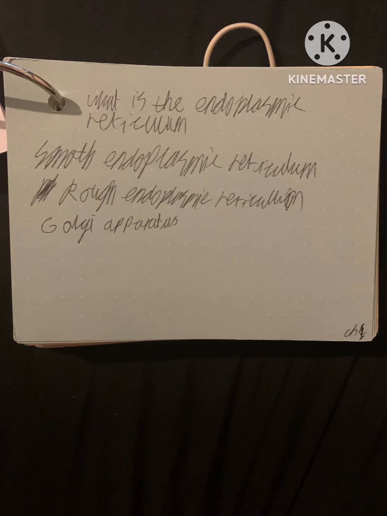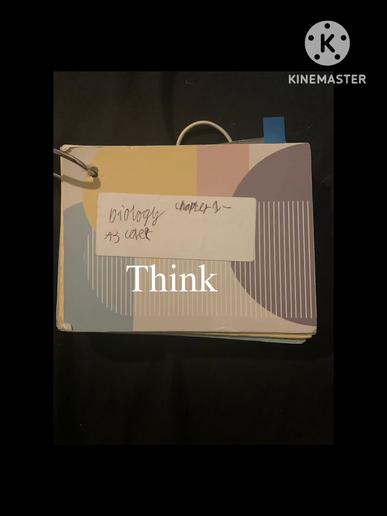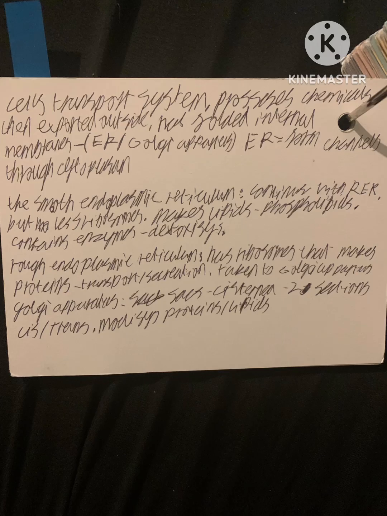What are the endoplasmic reticulum, the smooth ER, the rough ER and the Golgi apparatus? The ER is the cell's transport system, processing chemicals that are then exported outside, made of folded internal membranes. The smooth ER is continuous with the RER but has fewer ribosomes. It makes lipids and phospholipids, contains enzymes and detoxifies. The rough ER has ribosomes that make proteins for transport and secretion, taken to the Golgi apparatus, which are sacs with cis and trans sections. It modifies proteins and lipids.